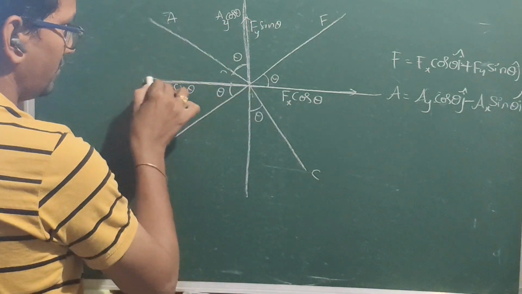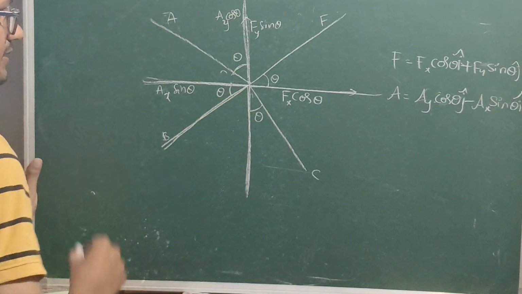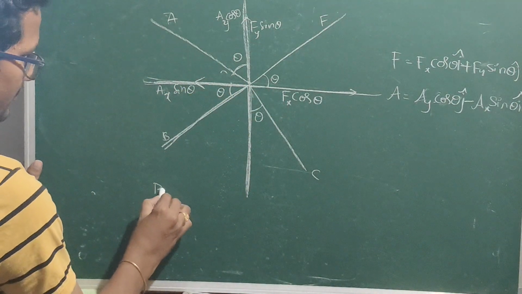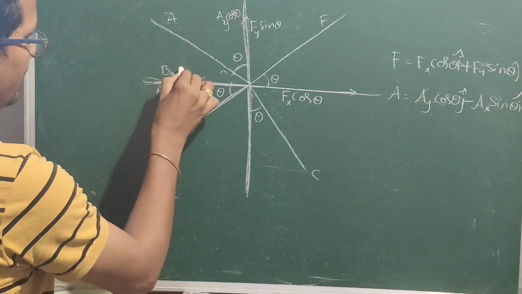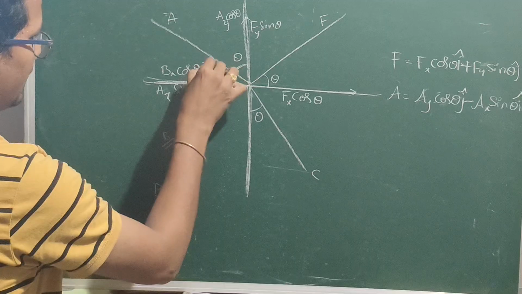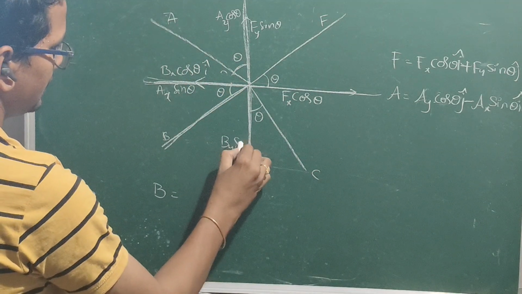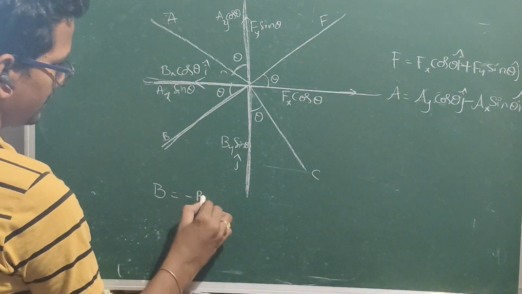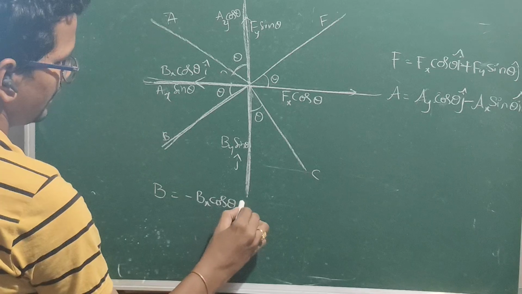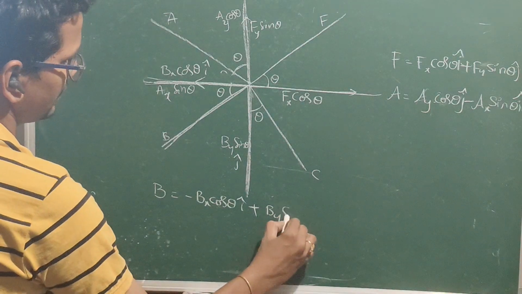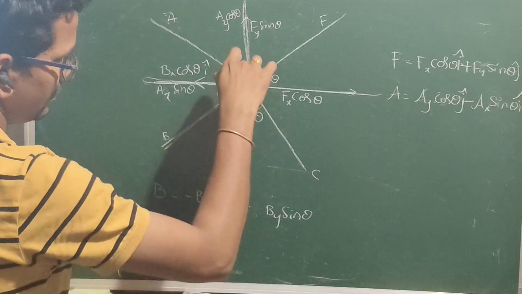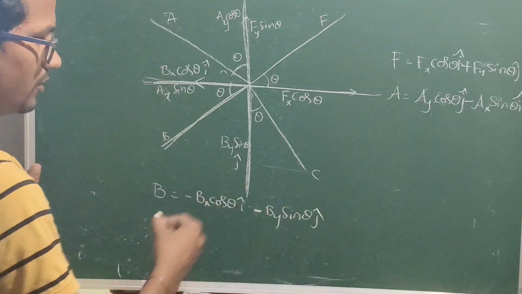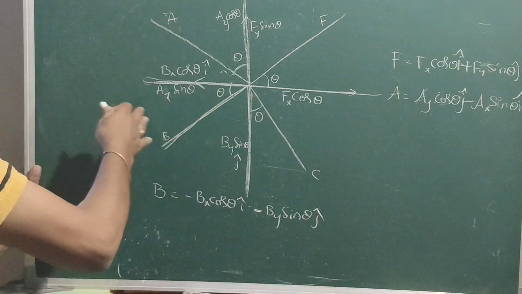From this diagram, the third one, this is the resultant. This is the adjacent side, this is the opposite side. We want to write here B is equal to Bx cos theta i cap plus By sin theta j cap. But here only the negative axis, so Bx cos theta i cap plus By sin theta, negative also, negative y-axis, we can write here in the j cap. That is the third quadrant equation. Third quadrant we can resolve like this.